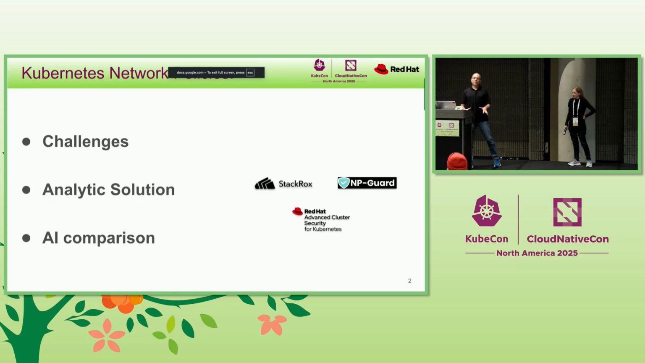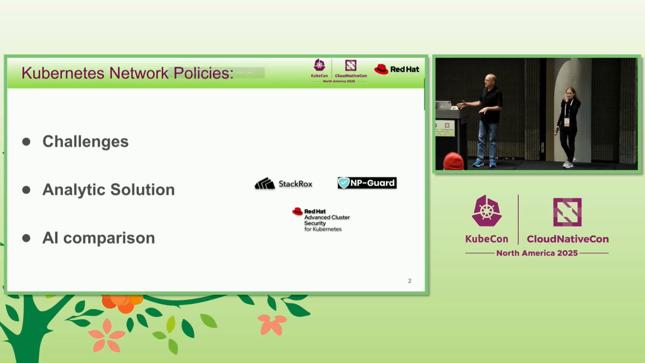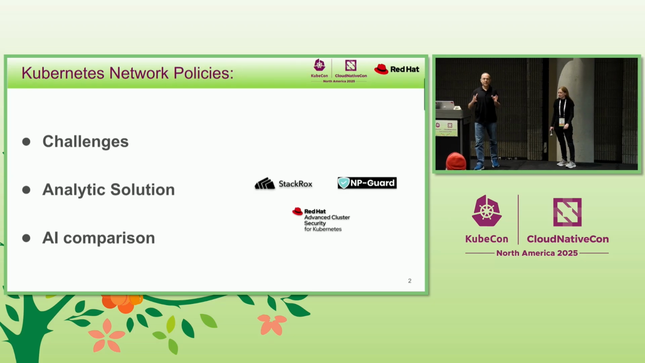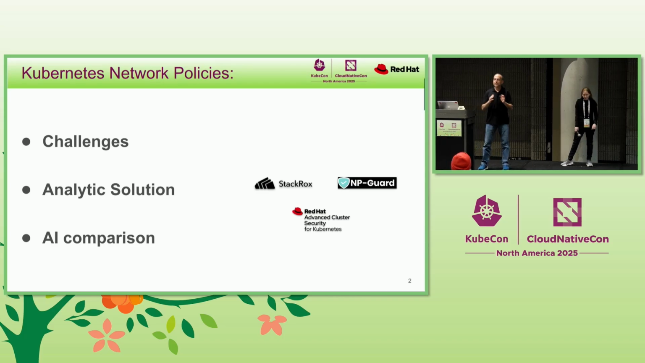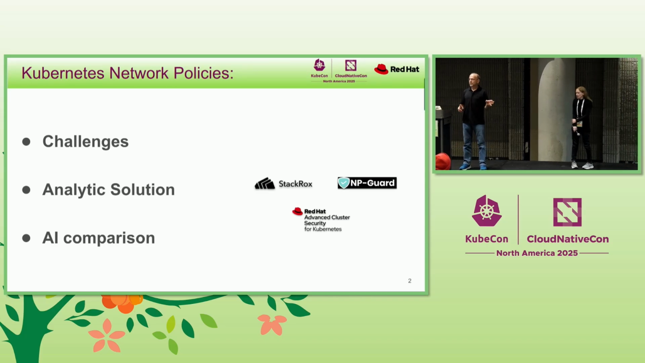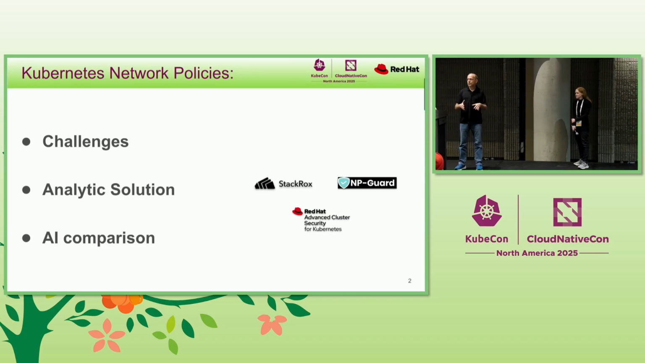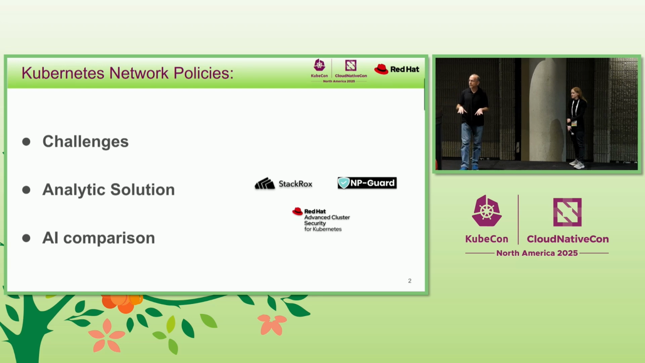And today we're going to talk about Kubernetes Network Policies, the challenges, and present and demonstrate, as promised, an analytical solution that was developed by the IBM research team in a project called NPGuard. We integrated it into StackRox, Red Hat ACS, and we're going to show you how that works. And at the end, Adi will show you a comparison that she did recently, because this was developed a year ago. How does that compete with AI tools? Or can AI do the job?